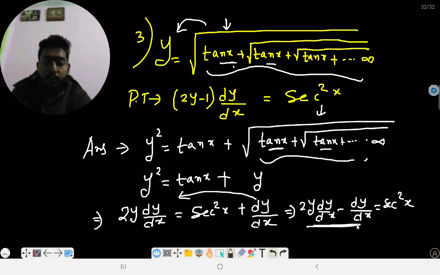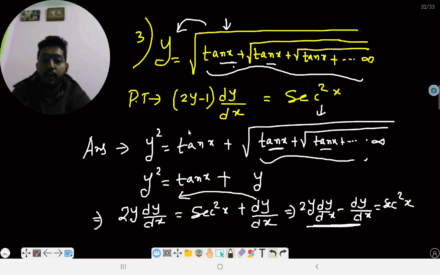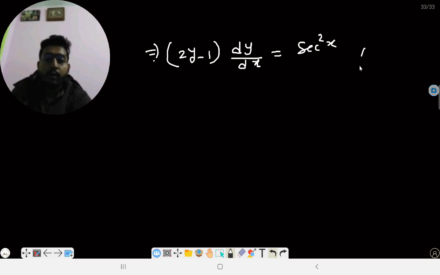Now from these two we can see dy/dx is common, so we can take dy/dx out, and that will become (2y minus 1) dy/dx equals sec square x. So that one came. So this is the proof here.